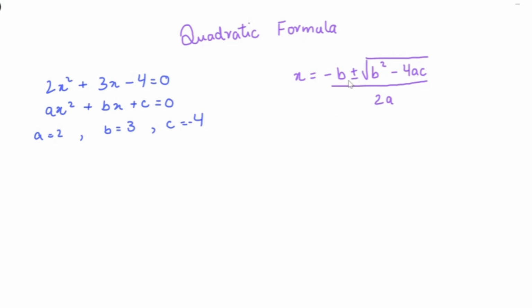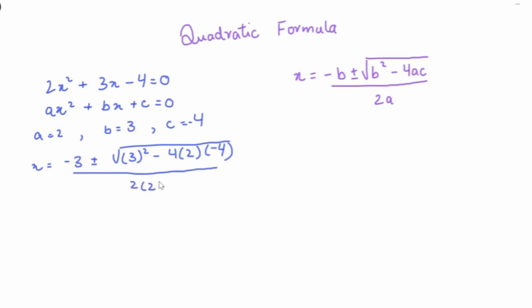And we can just plug these values in this equation, and then we would get minus 3 plus minus under root 3 squared minus 4 into 2 into minus 4 over 2 into 2. We will write as it is first, and then we will calculate.